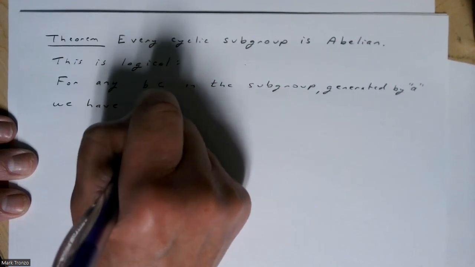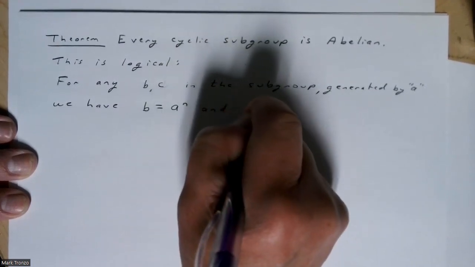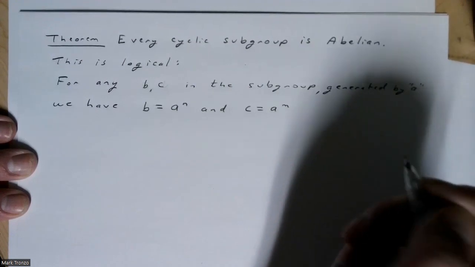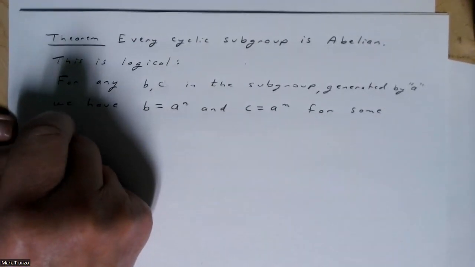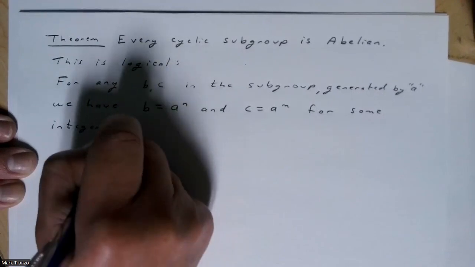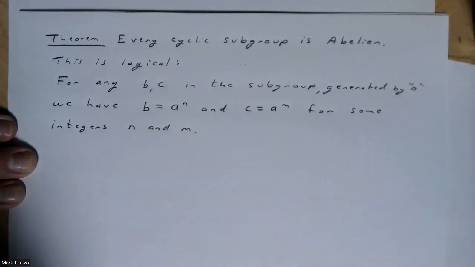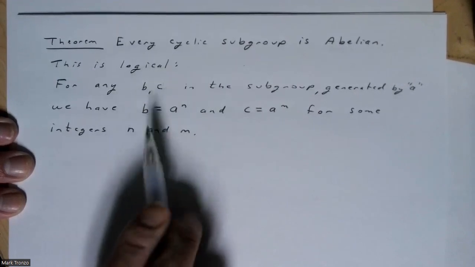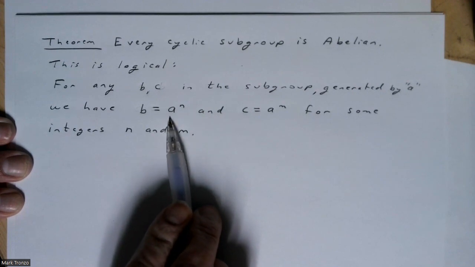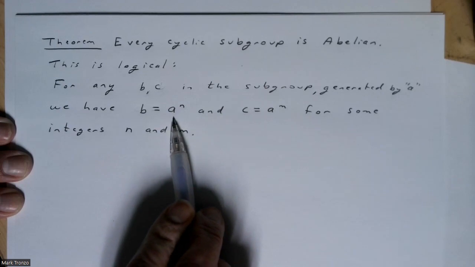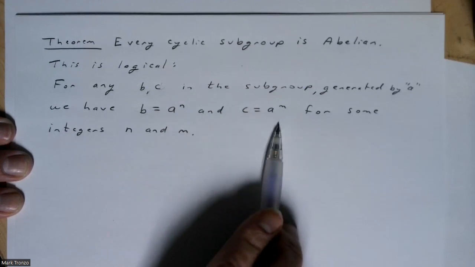We have B equal to A to the N, and C equal to A to the M, for some integers N and M. Because remember, all the elements of the cyclic subgroup are generated by repeatedly applying the binary operation, so an element is going to be like A to the N for some integer. Another element is going to be A to the M.